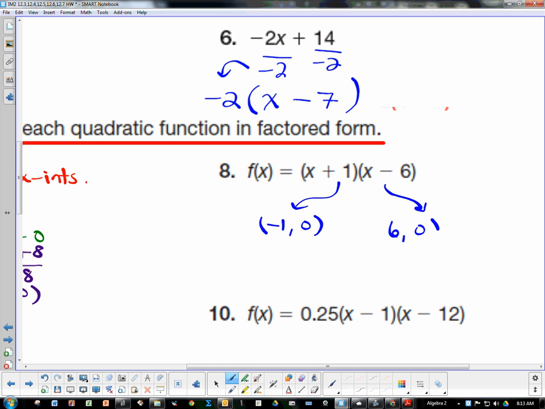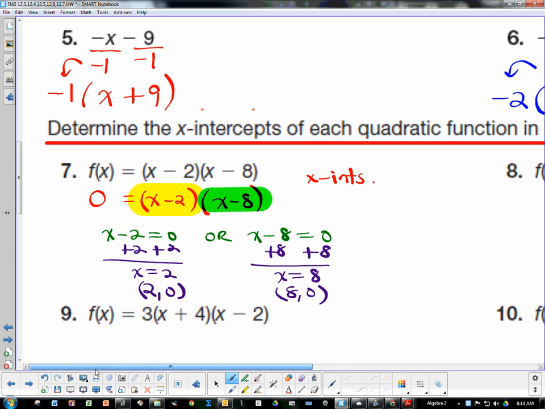How about from this one again? 6 comma 0. Do you see how it's going to be, in this case, the opposite of each one of these values inside the binomial? Yes, good, good. All right, let's take a look over here. Take a look at 9.